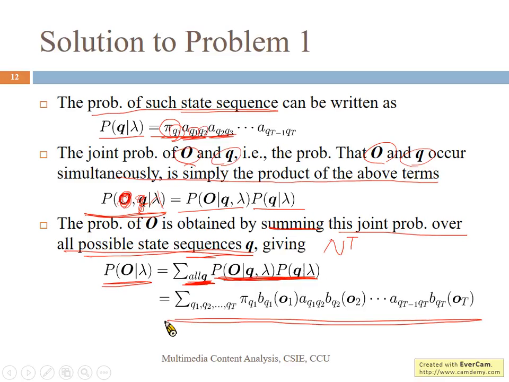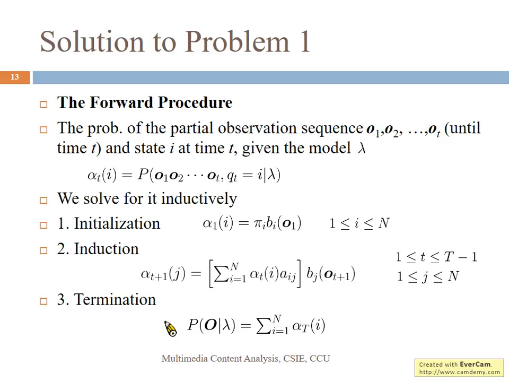So the solution to problem 1 is to derive a more efficient way to calculate such a probability. An efficient way to solve the first problem is the forward procedure. In the forward procedure, we define the probability of the partial observation sequence O1 to Ot and the state i at time t, given the model lambda. This probability alpha t(i) is defined like this.